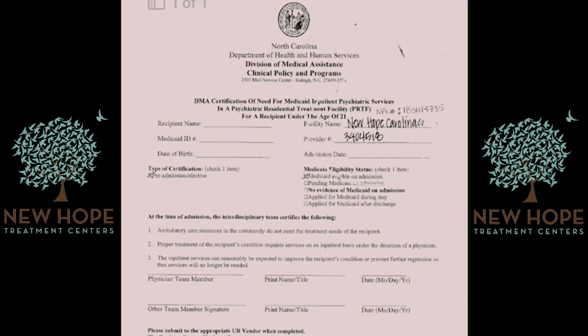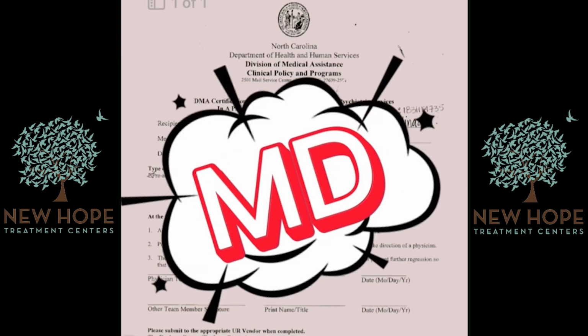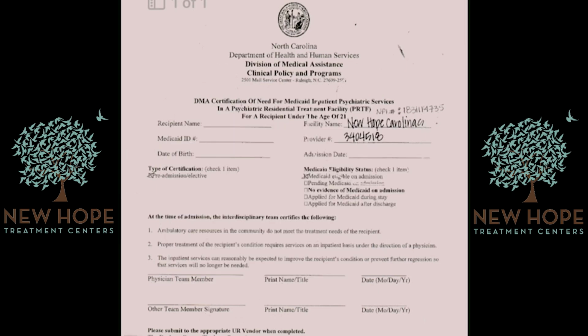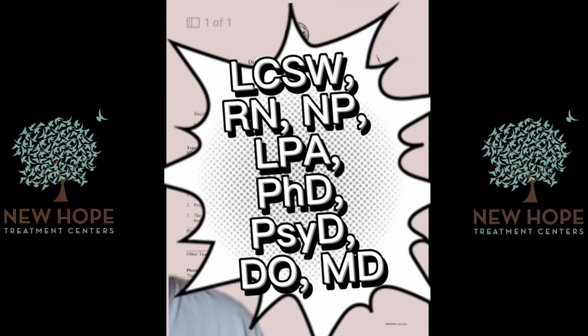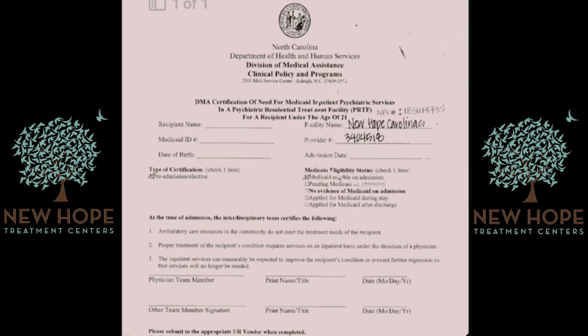So now let's talk about the signatures required for the Certificate of Need. That first signature at the bottom is where the physician signs. The physician must be an MD or medical doctor. No other credentials are considered valid for that first signature. The second signature is usually completed by a mental health team member working with the child. But again, there are very specific credentials required for the second signature as well. The second signer must have one of the following credentials: LCSW, RN, NP, LPA, PhD, PsyD, DO, or a second MD. No other credentials are considered valid.